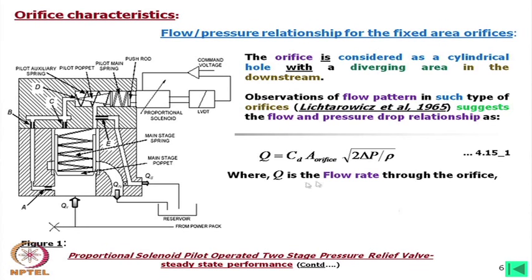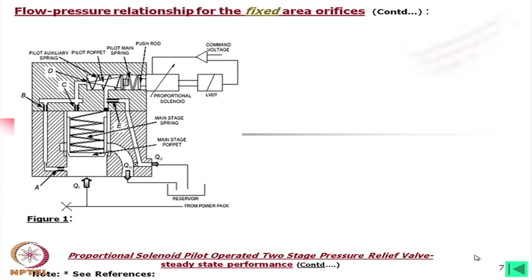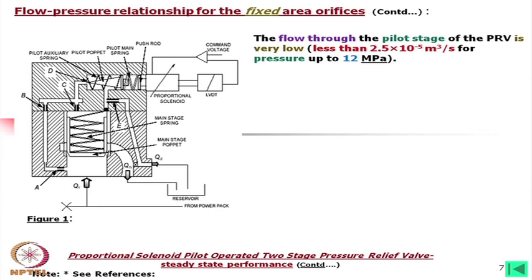However, these are known already. We know A is the area of the orifice, del P is the pressure drop, and CD is the coefficient of discharge. So, these equations are already known to us. So, we can use these equations for this orifice analysis also. Now, the flow through the pilot stage of the pressure relief valve is very low. It is 2.5 into 10 to the power minus 5 meter cube per second for pressure up to 12 megapascal.